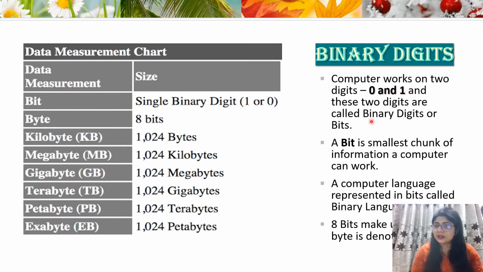Okay, these two digits are called binary digits or bits. In short, binary's B and digits' last TS, bits. Okay, binary digits or bits. A bit is the smallest chunk of information a computer can work on. A computer language is represented in bits, called binary language. And 8 bits make 1 byte.